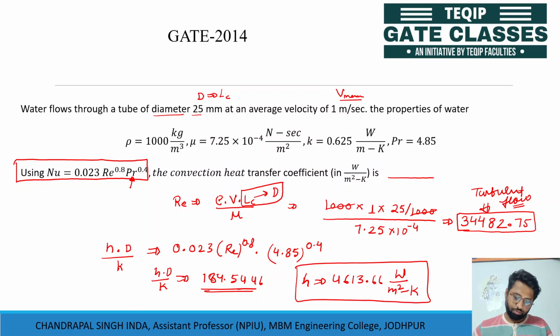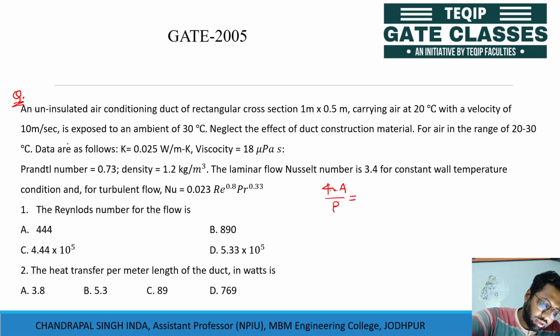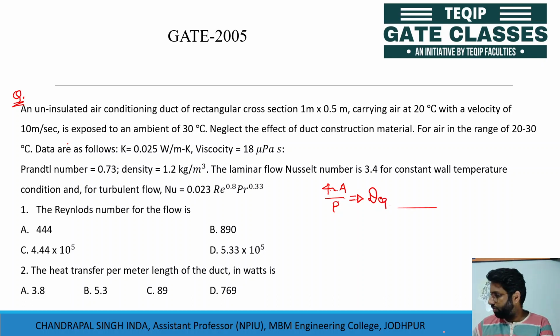Let's have the next question. This question was in GATE 2005. The question asks about an uninsulated air conditioning duct of a rectangular cross section. Since this is a rectangular cross section, we have to find the equivalent diameter, which is equal to 4 times the cross section area divided by the perimeter. 4A by P is the D equivalent. So we have to find the value of D equivalent.